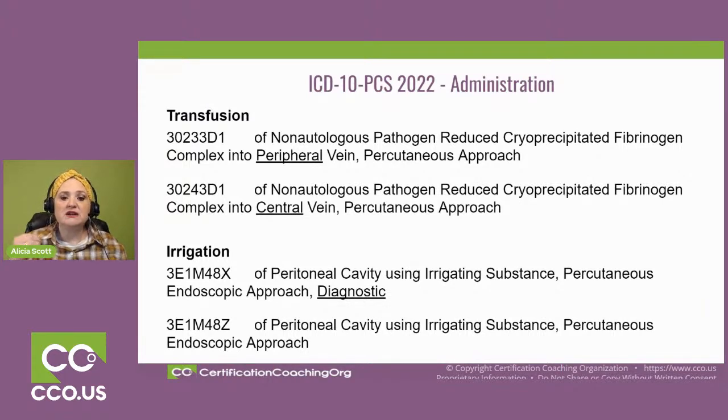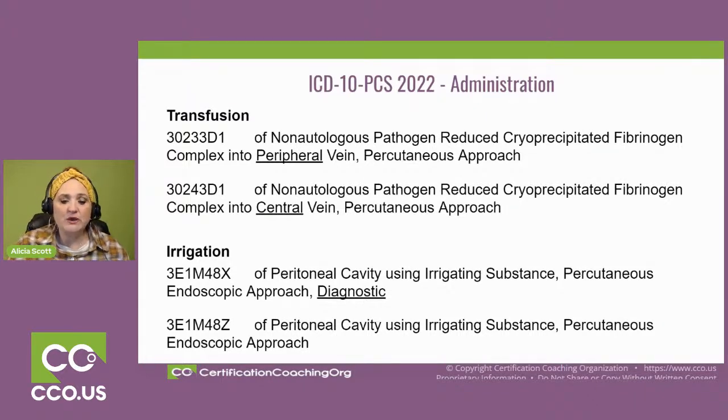So what are we doing? Non-autologous pathogen reduced cryoprecipitated fibrinogen complex into peripheral vein or central vein. That's the two things that we can do. Man, that's a mouthful. Isn't that fun to say?